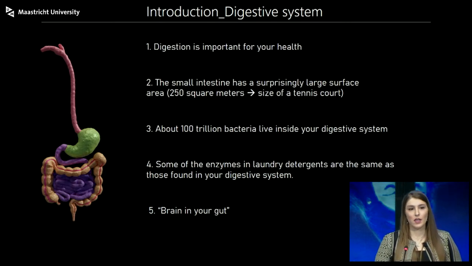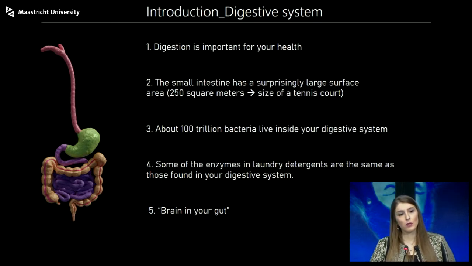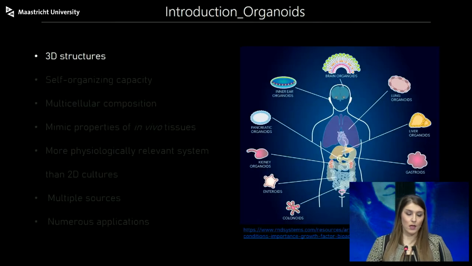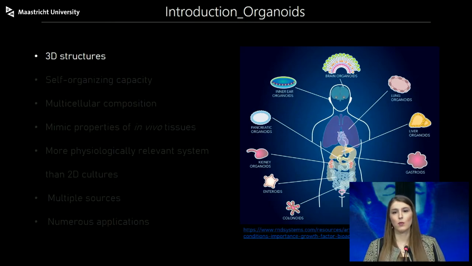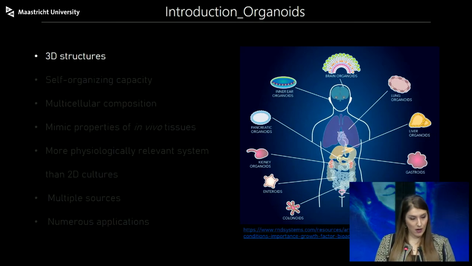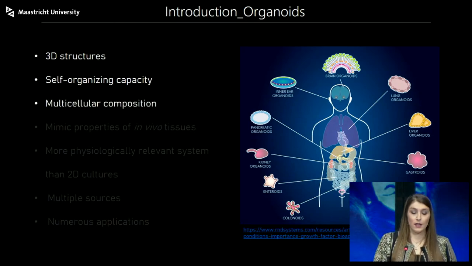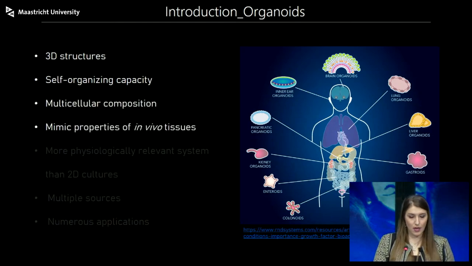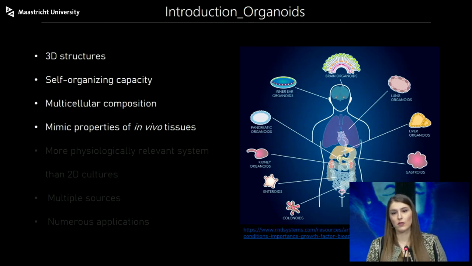So considering the central role of the digestive system in human health, it is of great importance to develop representative in vitro models that mimic as closely as possible the in vivo tissues. Organoids are undoubtedly a groundbreaking achievement that revolutionized life science research. But what are organoids? Organoids are three-dimensional structures that form through self-organization processes. They are composed of different cell types, and they mimic multiple properties of the in vivo tissues.